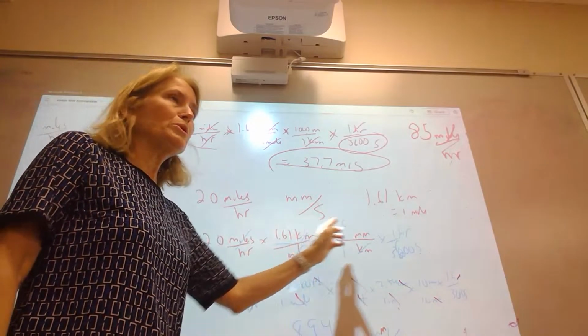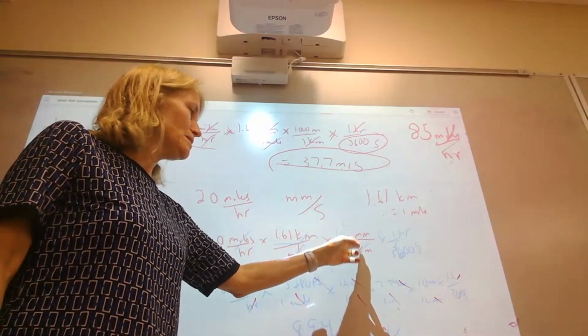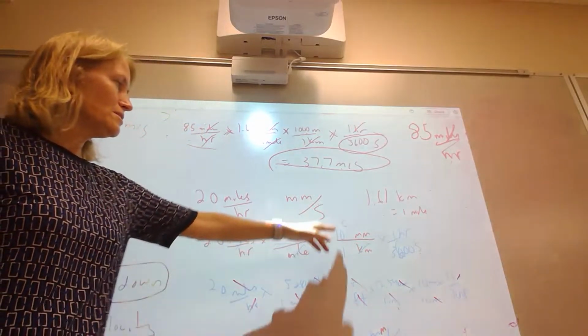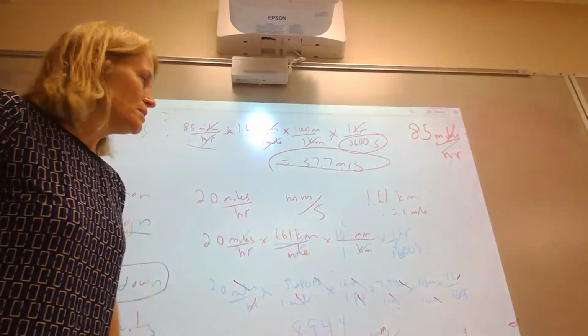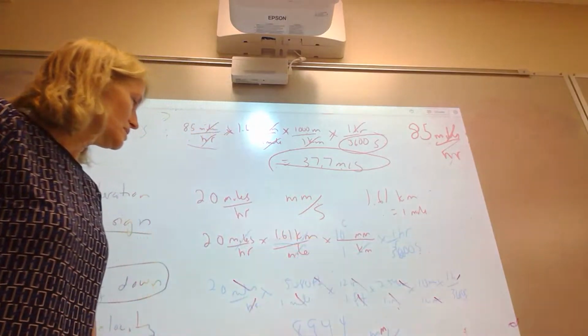We changed the decimal point 6 times. So I know that's going to be 10 to the 6th power. 10 to the 6 millimeters in 1 kilometer times 1 hour is 3,600 seconds.